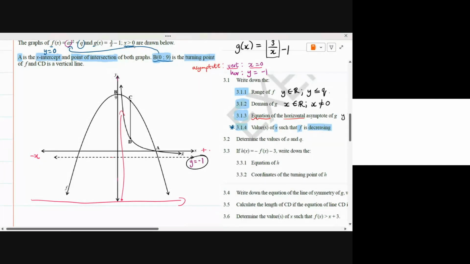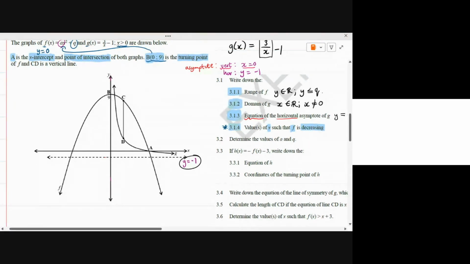All right, that's just the nature in which we read these things. So when this particular question says, write down the values of x such that f is decreasing, let's go and trace f. F is my parabola. Now, if I look at my parabola, if I'm going to read it from this side, going up, is that decreasing or increasing? What's happening here?